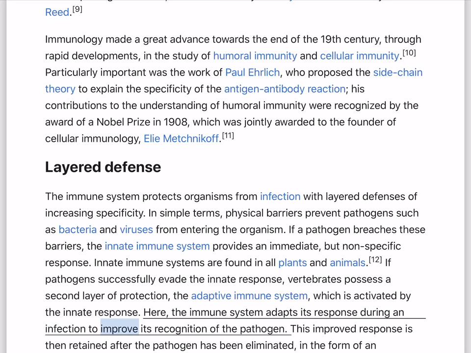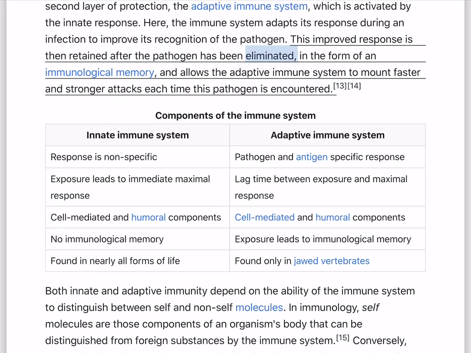This improved response is then retained after the pathogen has been eliminated, in the form of an immunological memory, and allows the adaptive immune system to mount faster and stronger attacks each time this pathogen is encountered.